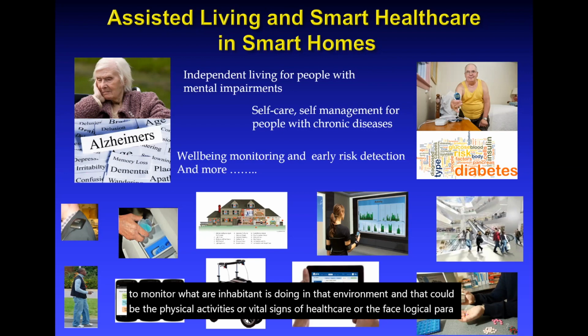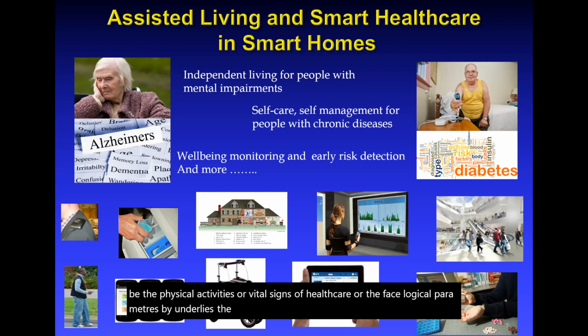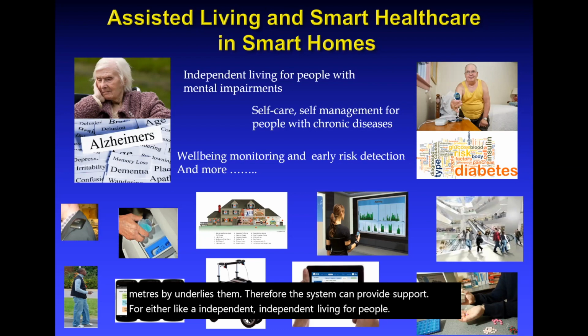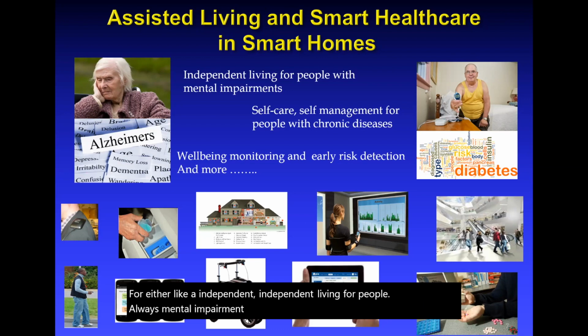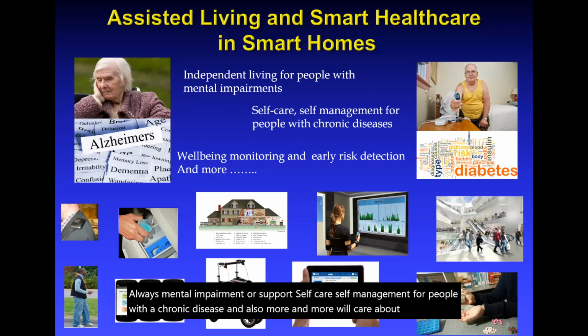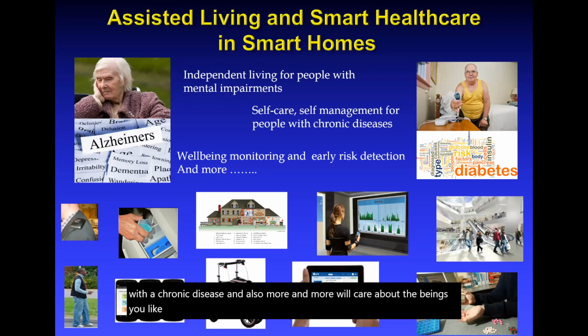By analyzing them, the system can provide support for either independent living for people with mental impairment, or self-care and self-management for people with chronic disease. And also, more and more, we care about well-being, like early risk detection of mental health, depression, anxiety, stress. So it covers all different aspects.